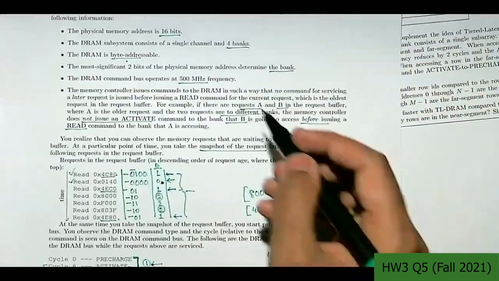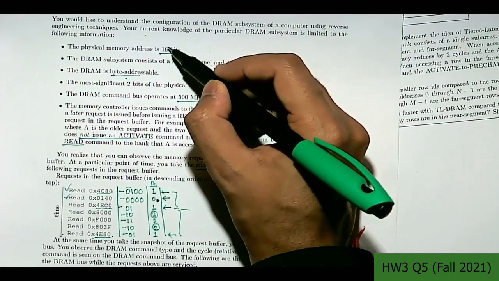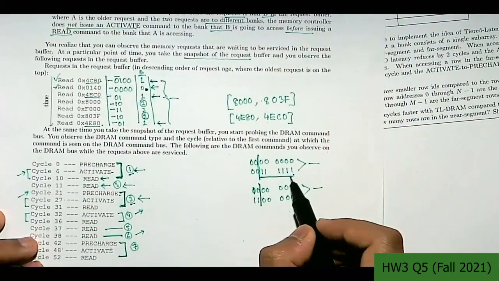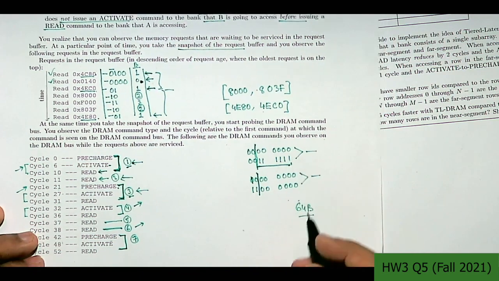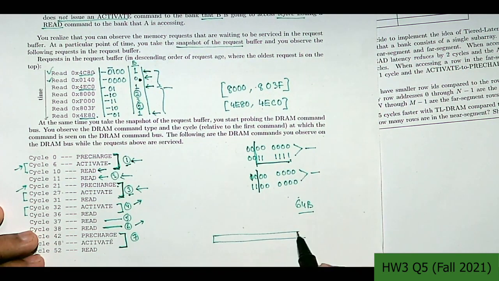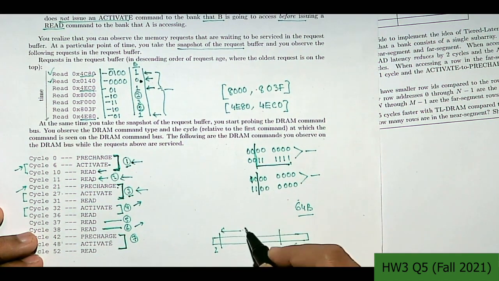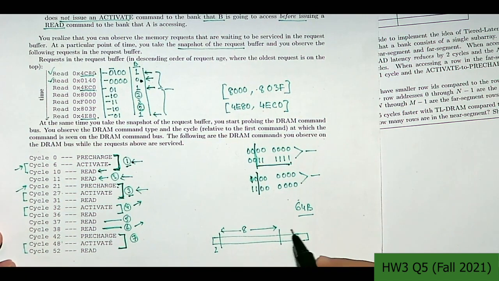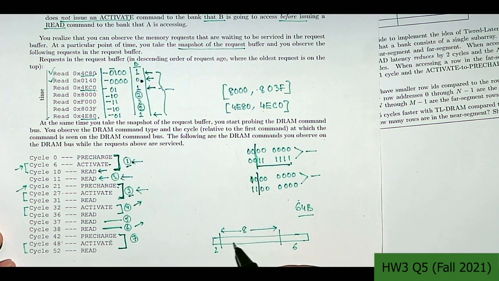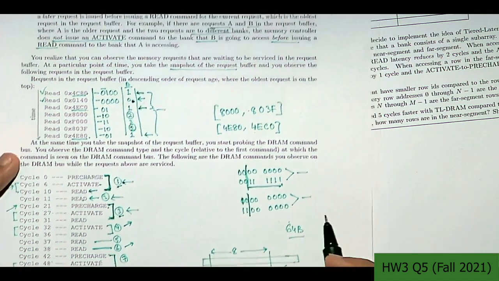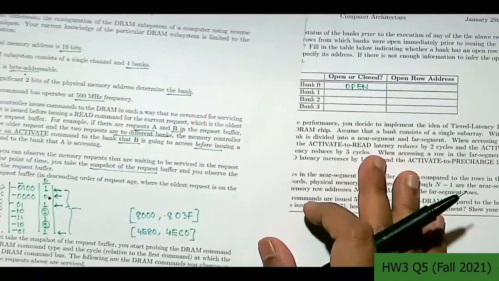If you see this, you have 16 bits of addresses. You know the last 6 bits are the row offset. So if you simply chop it off, these 6 bits go for the row offset, these 2 bits go for the bank number, and the remaining 8 bits give you the row number, right? Now if you simply calculate this, let's say bank 0.